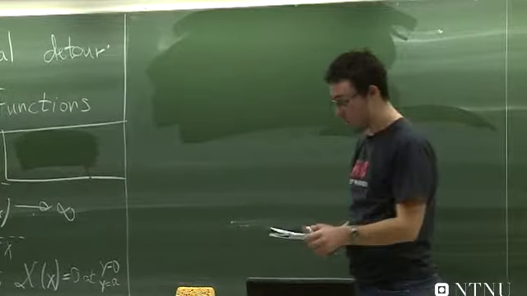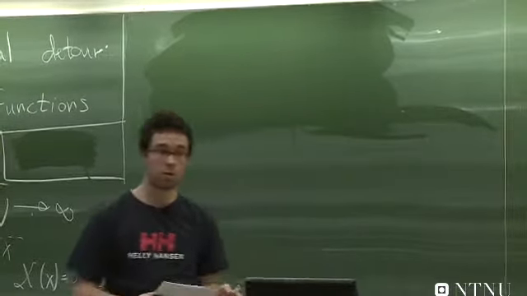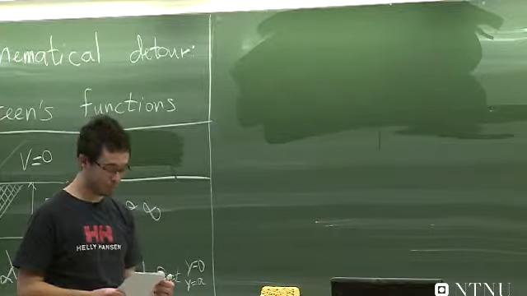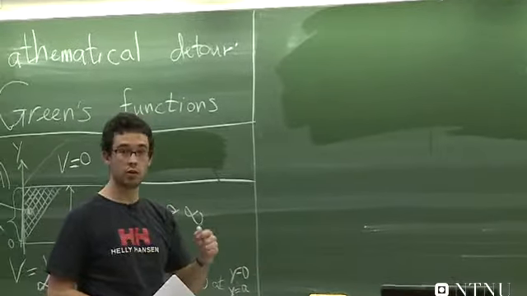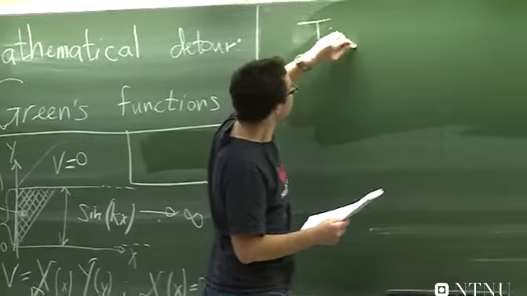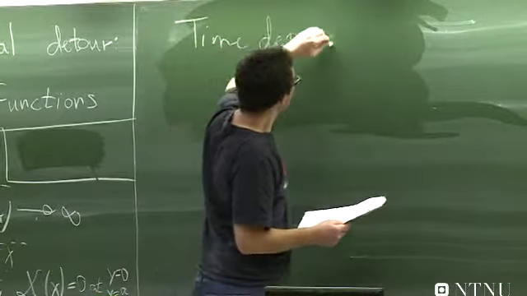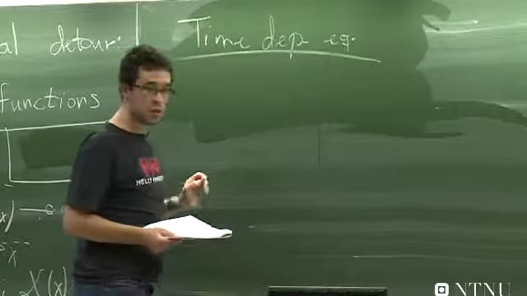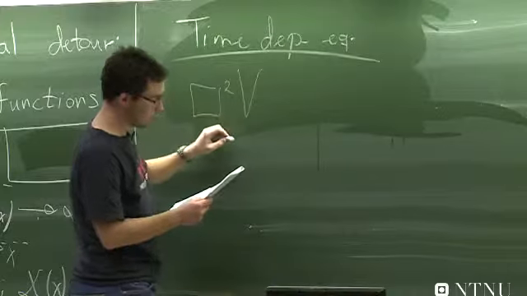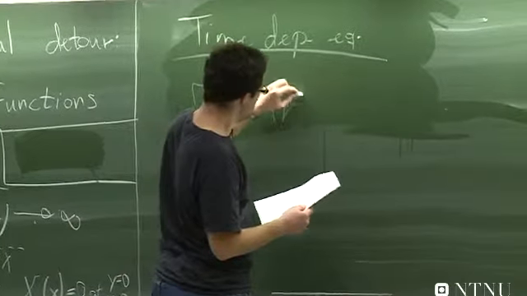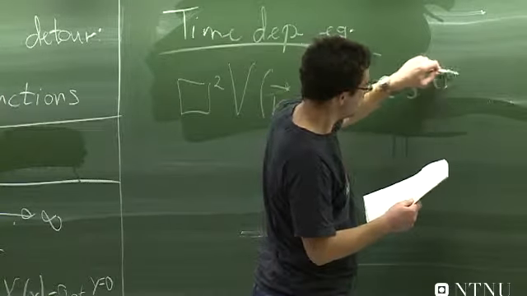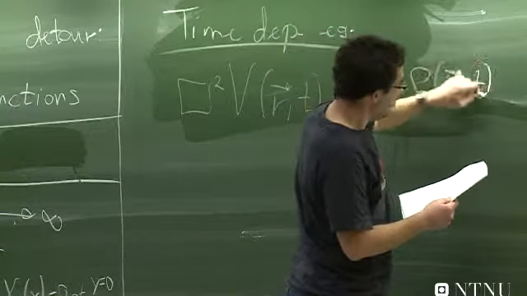Okay. Now we're going to move on to the time-dependent equation with the Green's method. And now it gets a bit harder to solve the integral to get back to real space again. And the equation I'm interested in is, of course, the wave equation, like this. Except now I have sources which depend on time.